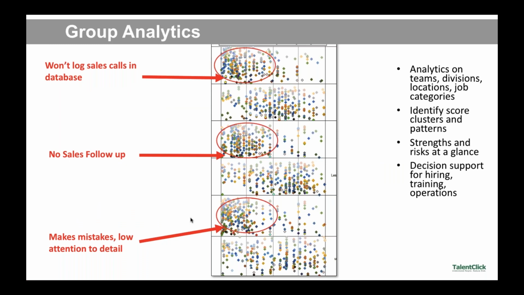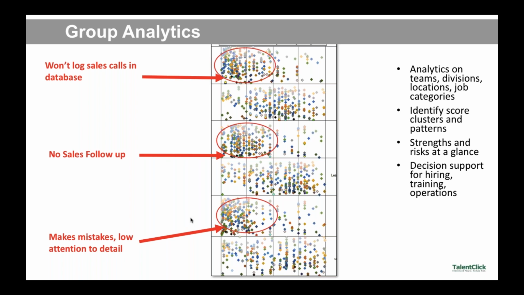This is a scatter plot graph where each of those dots or diamonds represents an individual person's score. Now you can see where people are clustering. You can start seeing where low performers are clustering. So in this case with sales, you might see that your low performers are at the bottom end of this particular dimension, and these are the people who aren't logging sales calls in the database. This particular dimension might relate to attention to detail or rule following. Are they compliant with the standard procedures you have in your sales department or not? Do they just think, I don't need to log the sales calls in the CRM?